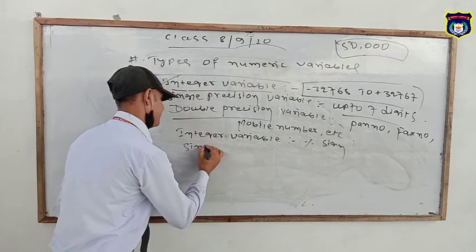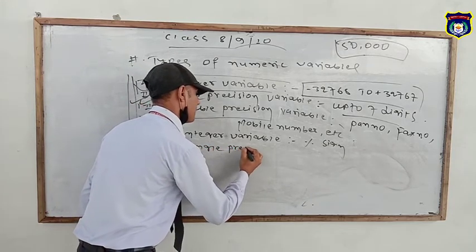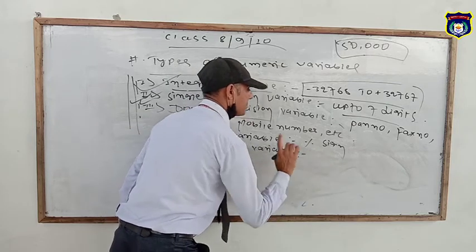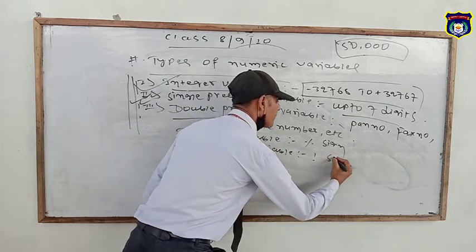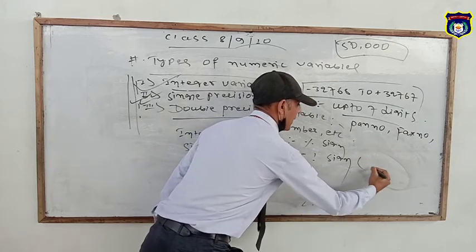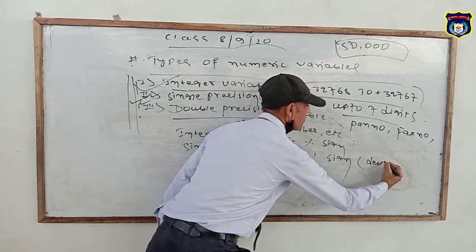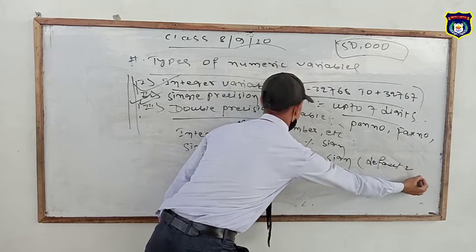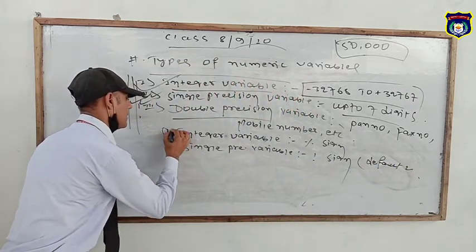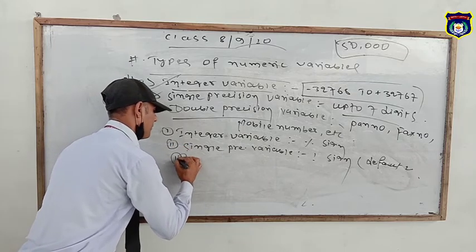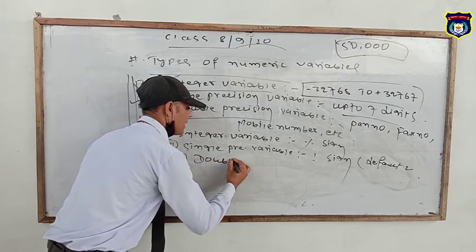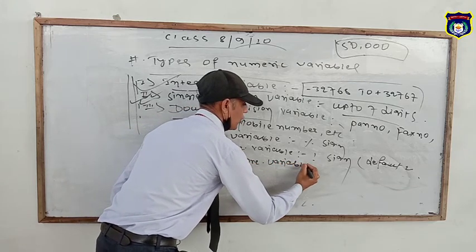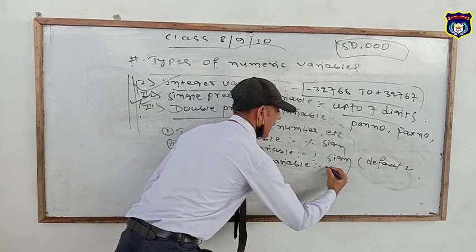A single precision variable is always terminated by the exclamation mark sign. It is also the default variable, which does not use any sign. And number 3 is the double precision variable, which is terminated by the hash sign.